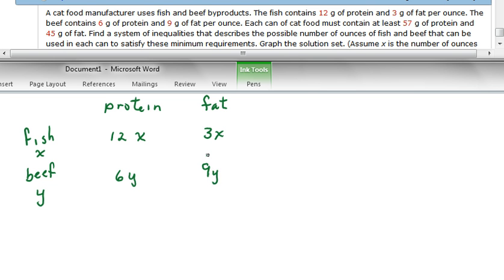Now each can of cat food must contain at least 57 grams of protein and 45 grams of fat. And so our mixture must contain at least 57 grams of protein. So 12X plus 6Y must be greater than or equal to 57 grams, and 3X plus 9Y must be greater than or equal to 45 grams.